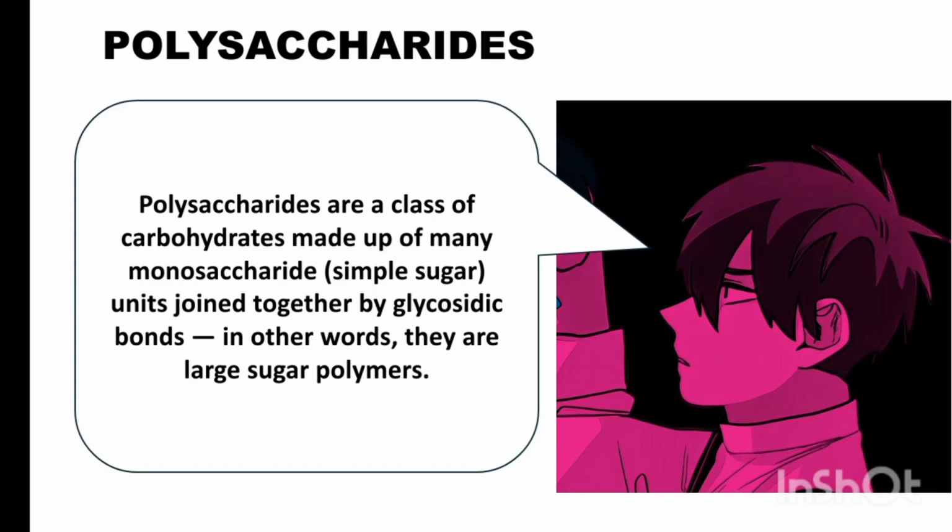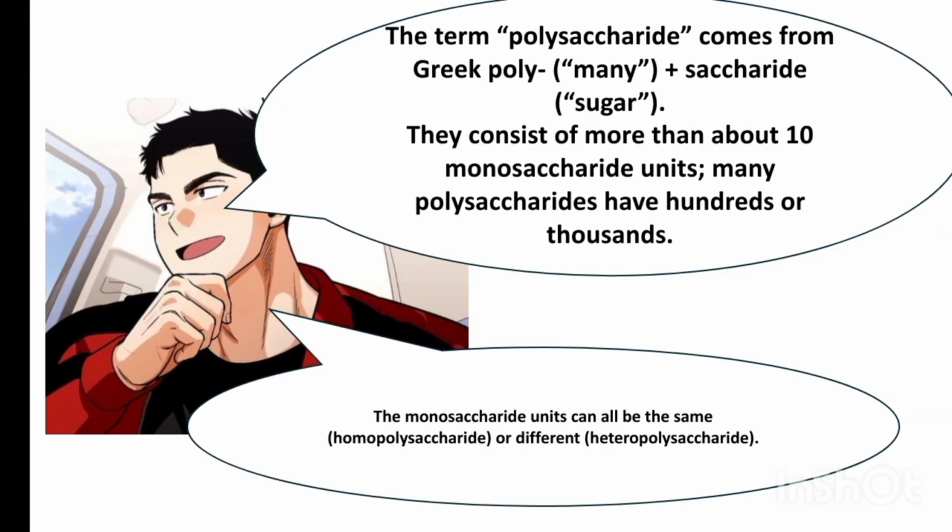Polysaccharides. Polysaccharides are a class of carbohydrates made up of many monosaccharide or simple sugar units joined together by glycosidic bonds. In other words, they are large sugar polymers. The term polysaccharide comes from the Greek poly, which means many, and saccharide, which means sugar. They consist of more than 10 monosaccharide units. Many polysaccharides have hundreds or thousands.